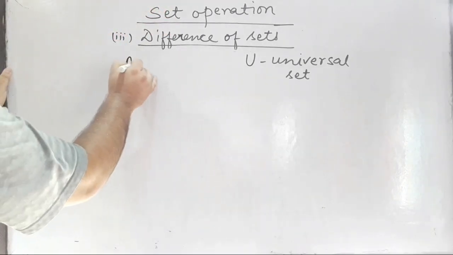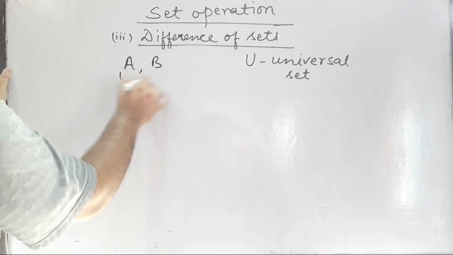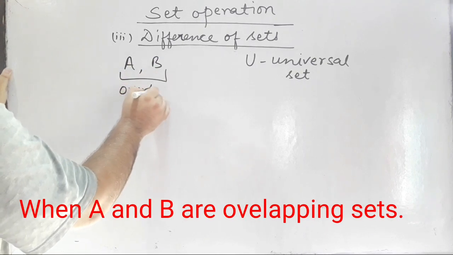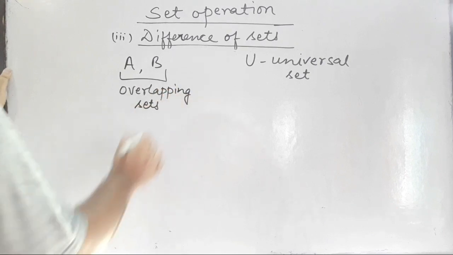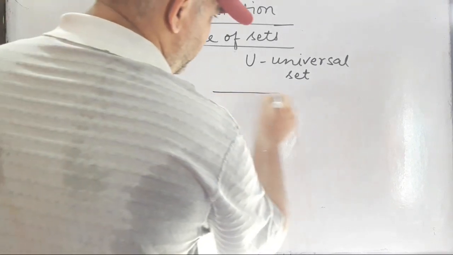Okay. If A and B are overlapping sets, that is, they are intersecting sets, then how shall we make them in the Venn diagram?